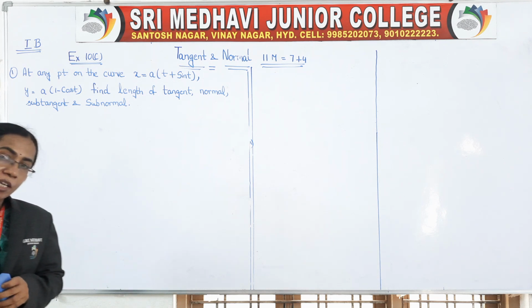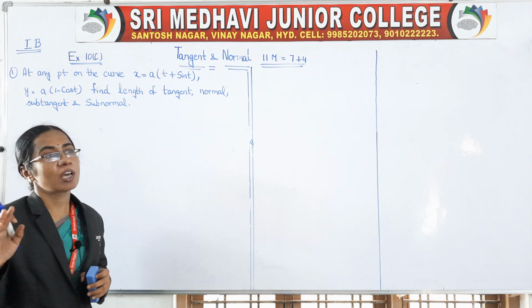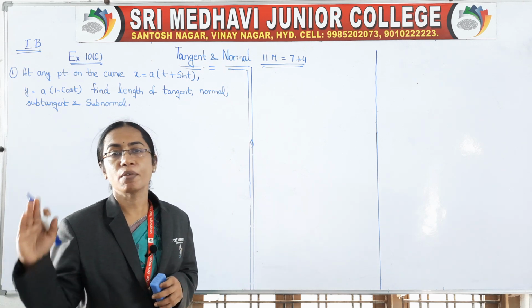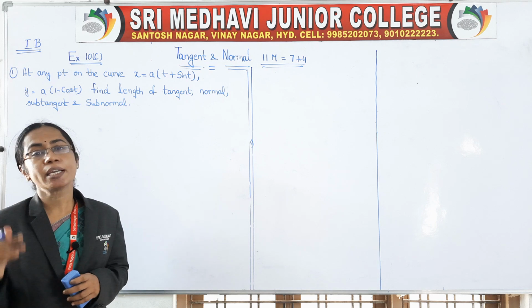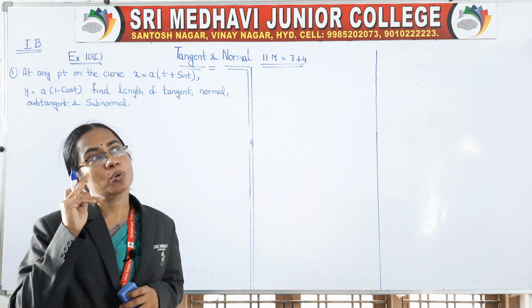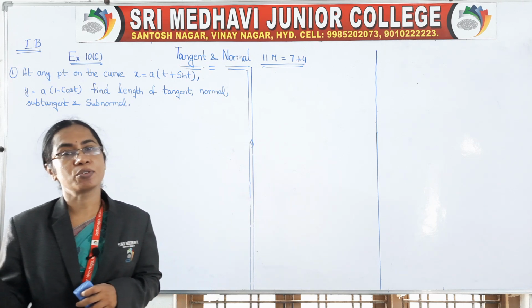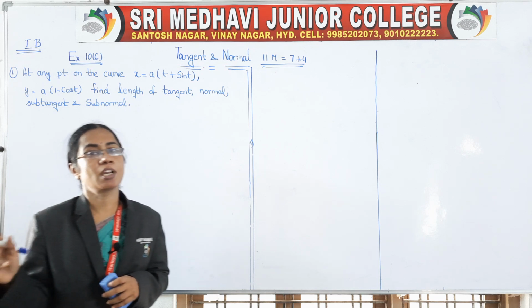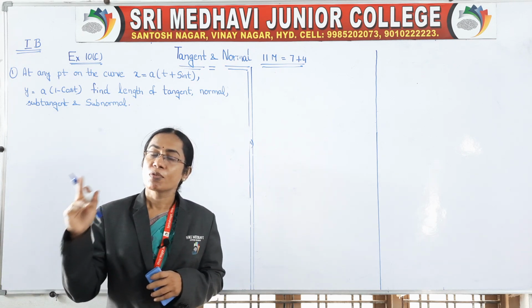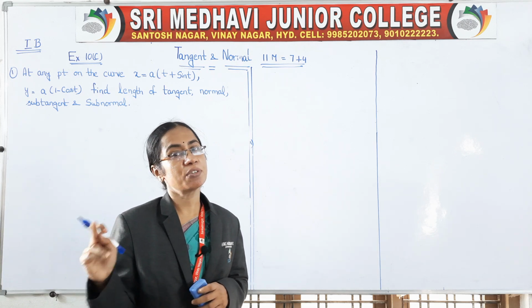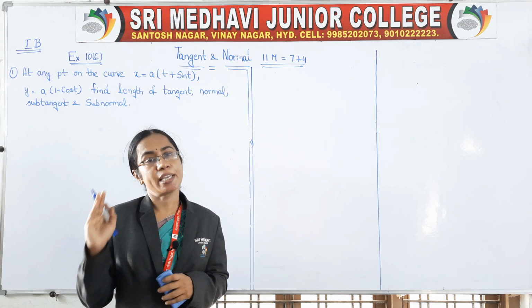So there only I said to you these formulas entirely depend on y dash, right? Y dash means nothing but dy by dx. So to get all these four values, length of the tangent, length of the normal, length of the subtangent, length of the subnormal, first of all we need the y dash value, that means the dy by dx value.